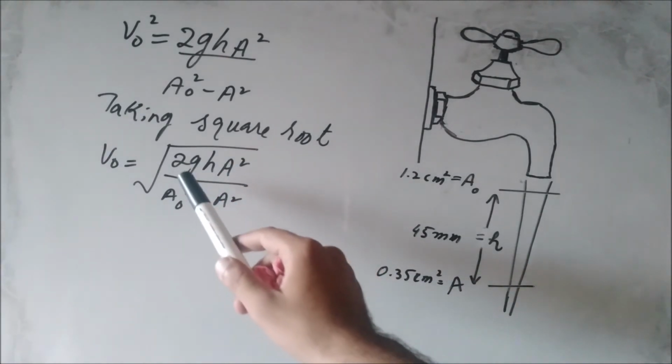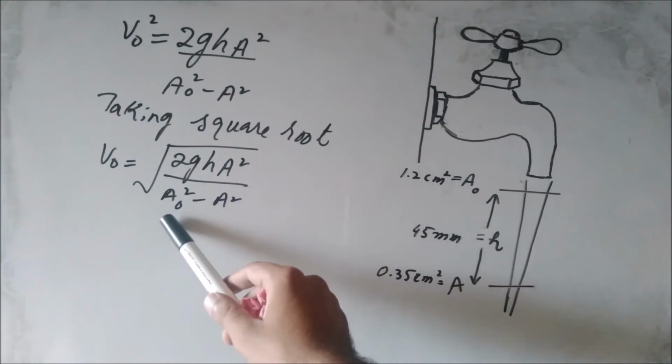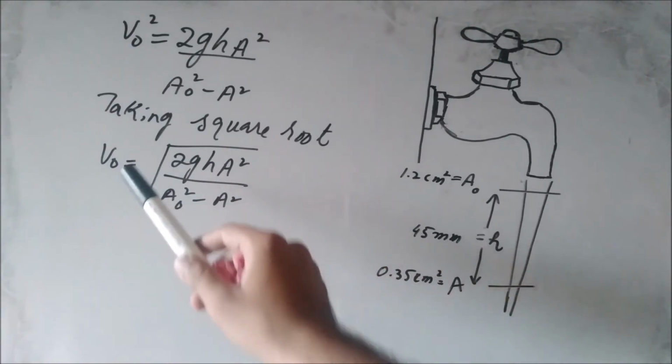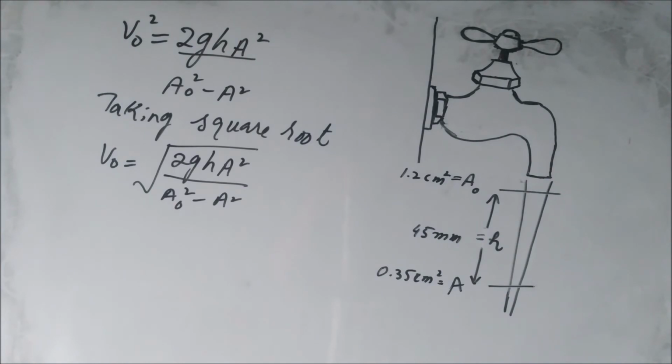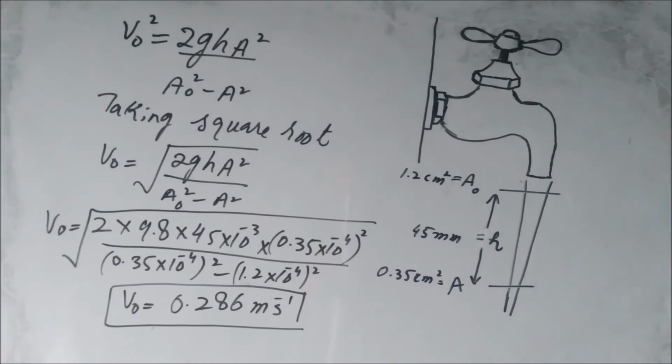So now I have all the values. I have the value of gravity, height, the cross-sectional area at the lower end, and the cross-sectional area at the upper end. So by putting the values, we can get the result for the velocity V naught. By putting the values and solving, we get the answer for V naught, that is 0.286 meter per second.